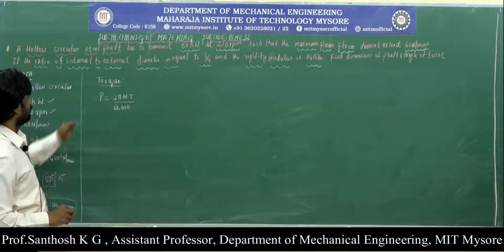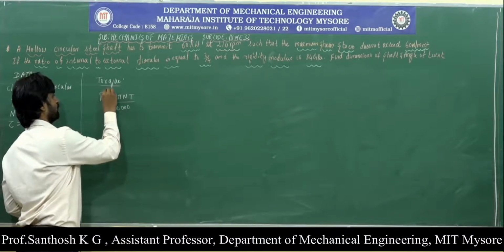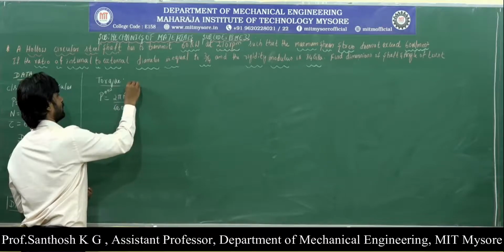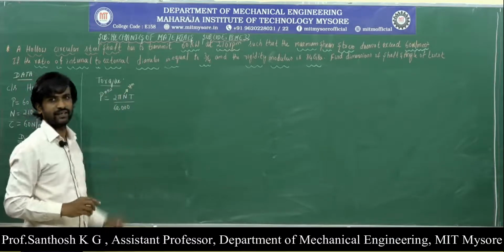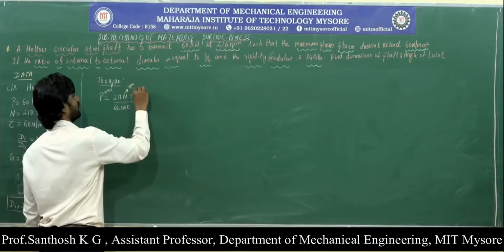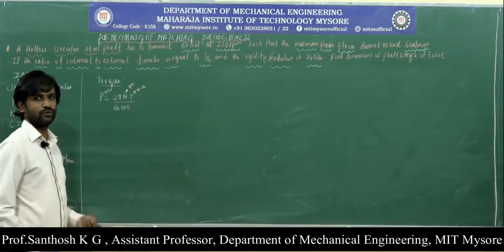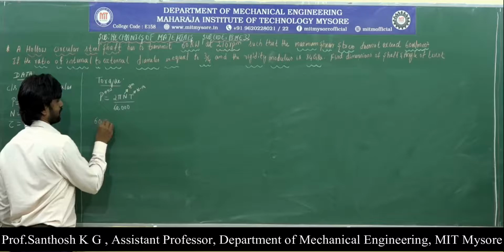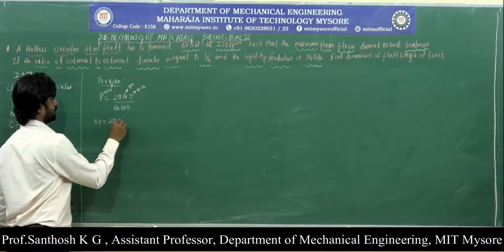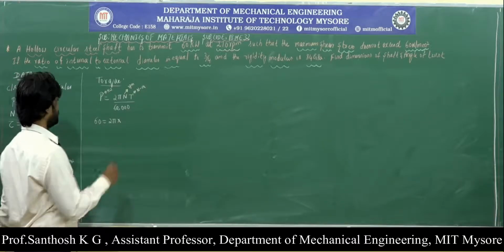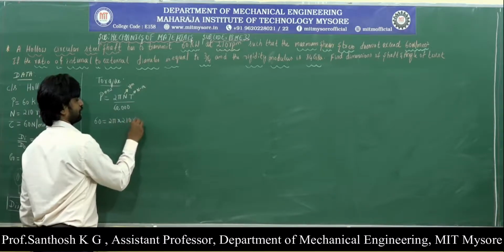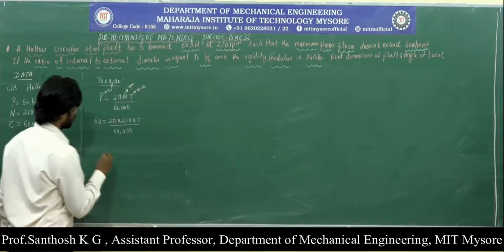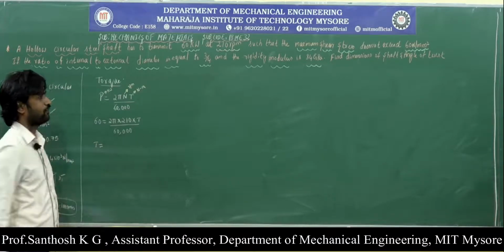Here the value of P should be in terms of kilowatts, and the value of N should be in terms of rpm. If P is in kilowatts and N is in rpm, then we will get the value of T in Newton meters. So the P value is 60 equals 2 pi into the value of N, the speed, 210. I need to find the value of torque T, divided by 60,000. If you solve this, you will get the value of T.